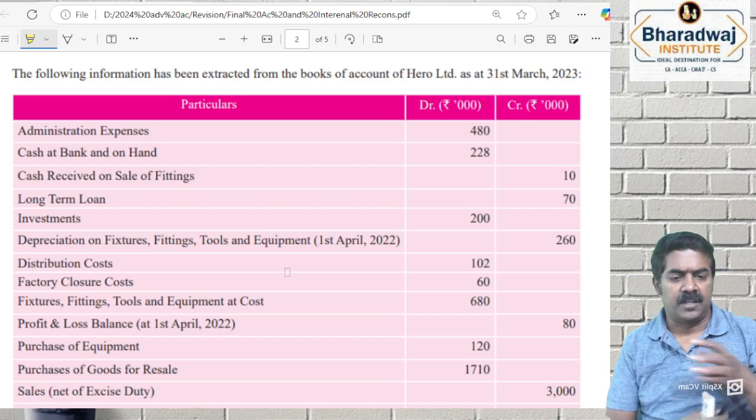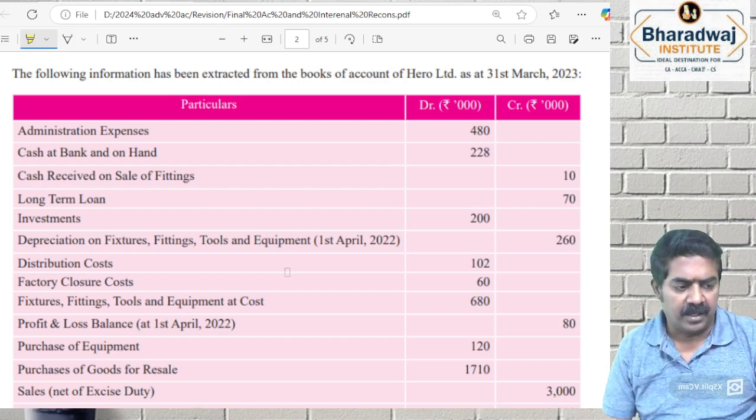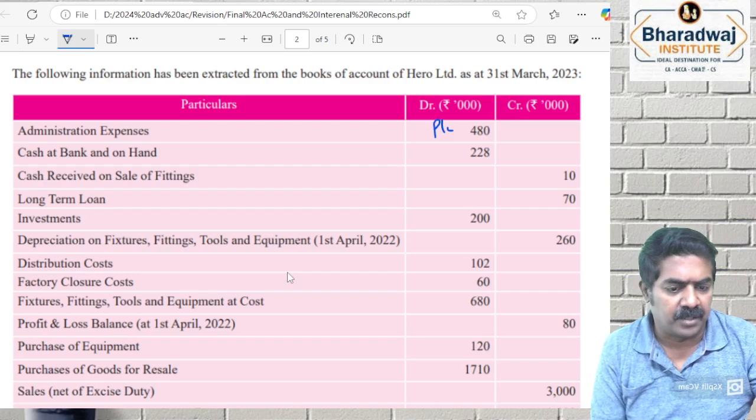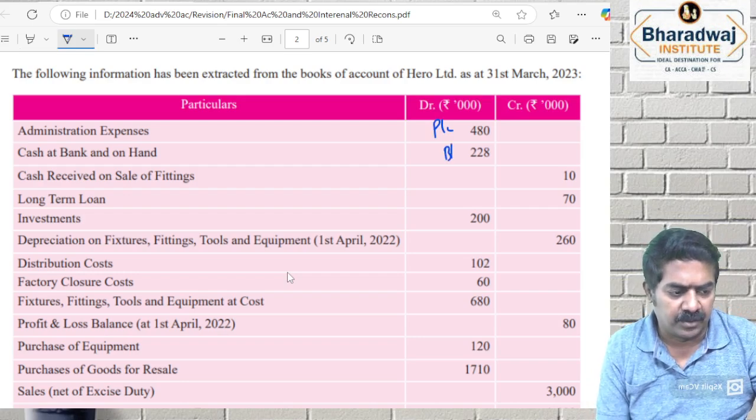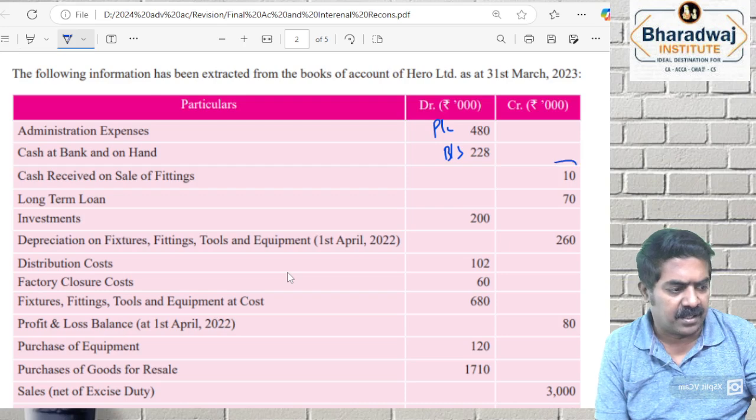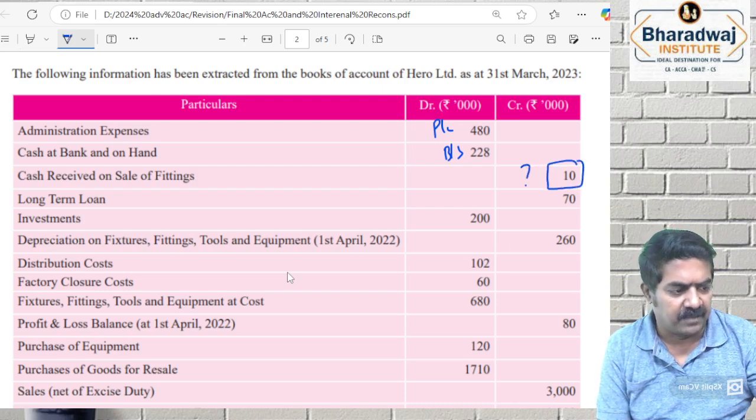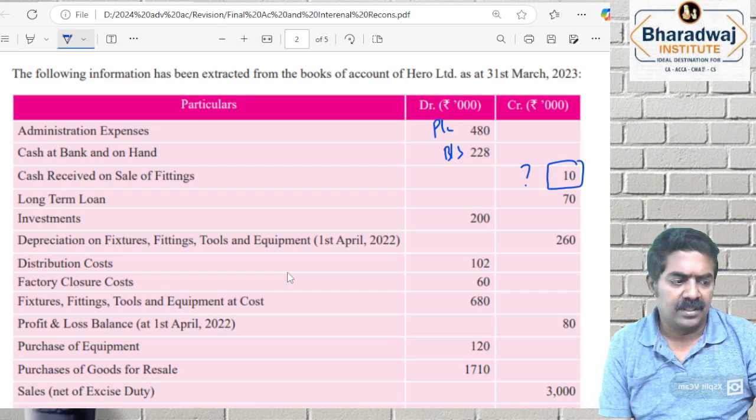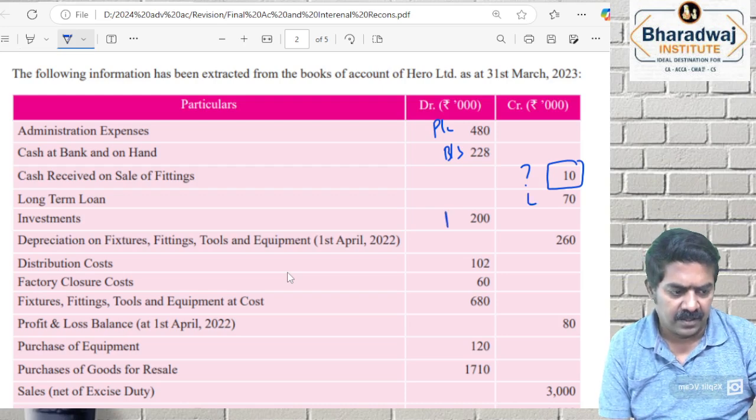Administrative expenses will come in other expenses. Administrative expenses will come in which account? P&L account. Cash in hand and cash at bank, balance sheet. Then cash received on sale of fittings, some adjustments might be given, we will see. Long-term loan, long-term borrowing, liability side. Investments, fixed assets.